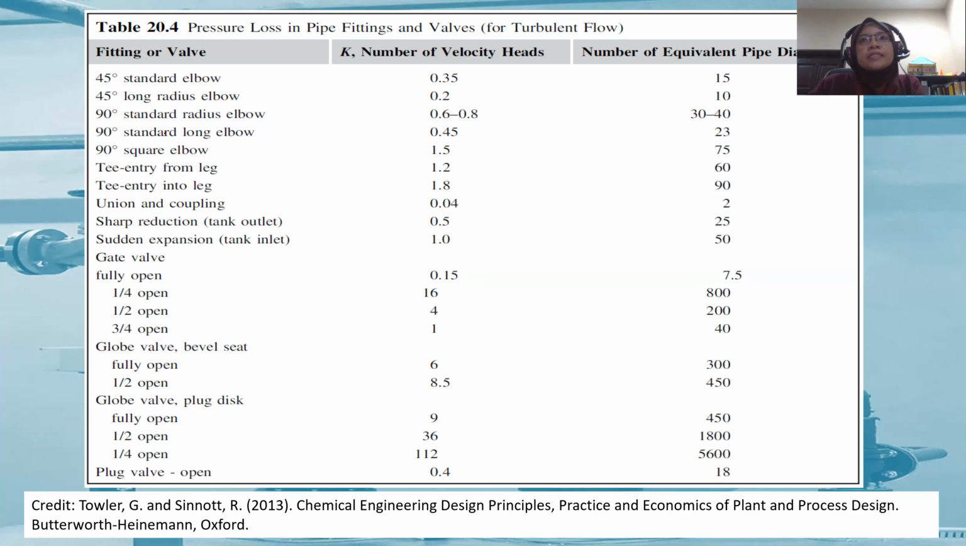This is an example. It's just a small extraction from the original big table, I believe, because this is just a short list of the fittings and valves. I took it from this book as well, Towler and Sinnott. This is my main reference for this lecture note. In order to get the details of fittings, because there are so many pipe fittings, and also so many types of valves, you need to refer to related handbooks. An example is Perry's handbook.